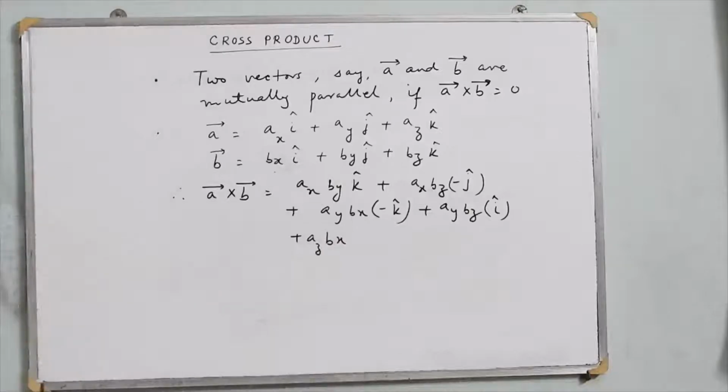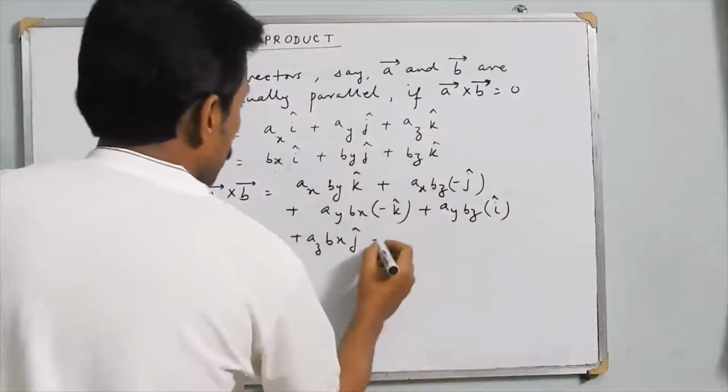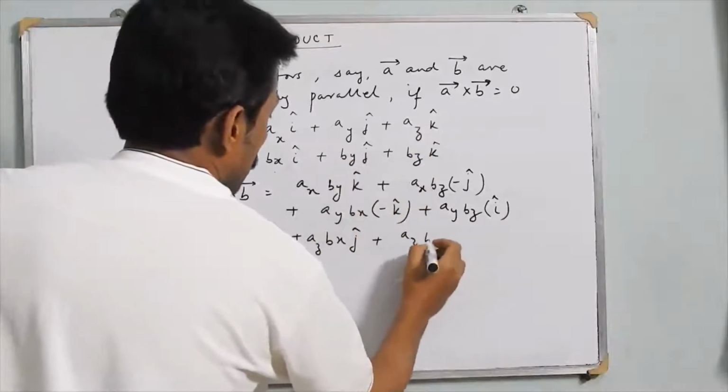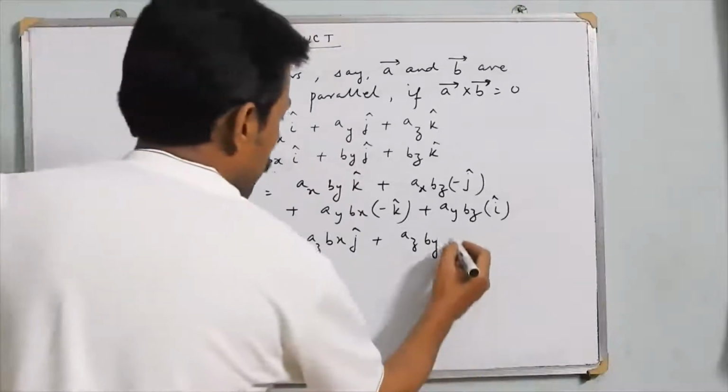plus Az Bx, k cross i is j hat. So this is j hat. Az By, k cross j. k cross j is minus i hat.